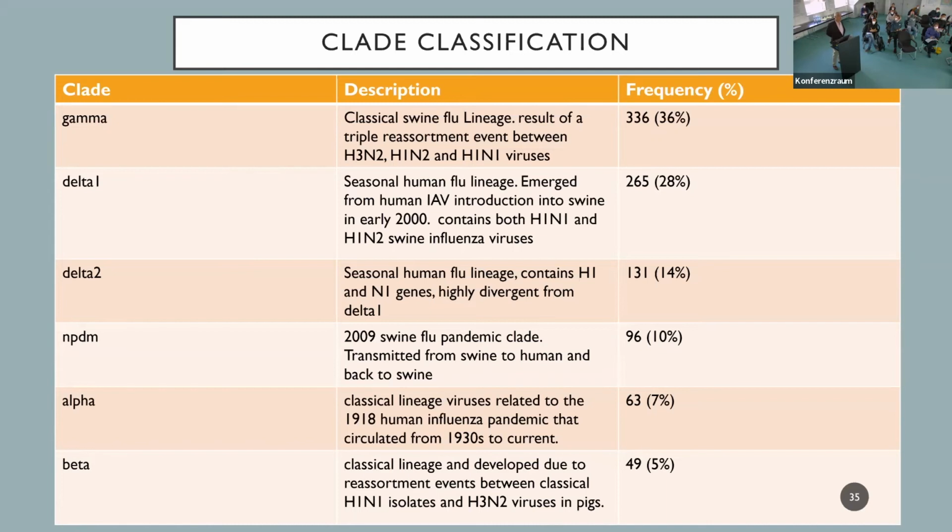So gamma is a classical swine flu lineage, the result of a triple reassortment event between H3N2, H1N2, and H1N1 viruses, right? Delta 1 is a seasonal human flu lineage, emerged from humans, an introduction to swine in the early 2000s. It contains both H1N1 and H1N2. Delta 2 is a seasonal human flu lineage that contains H1 and N2 genes, and it's very different. It's diverged away from Delta 1.